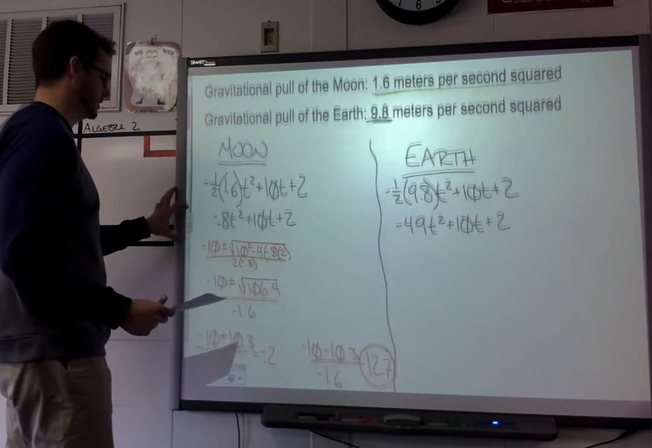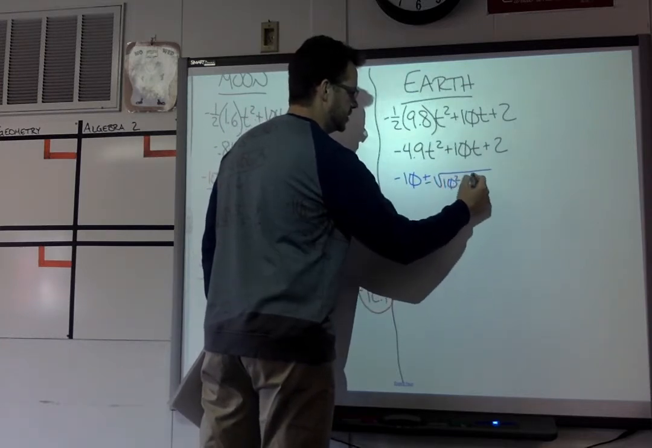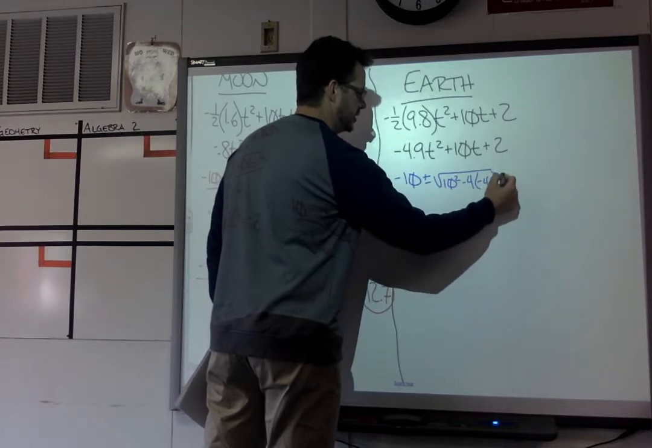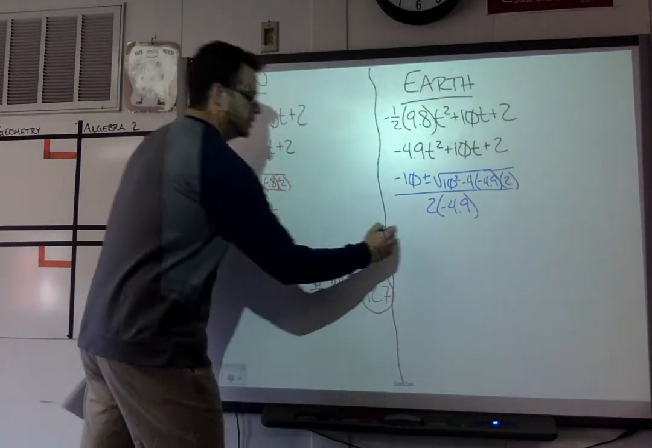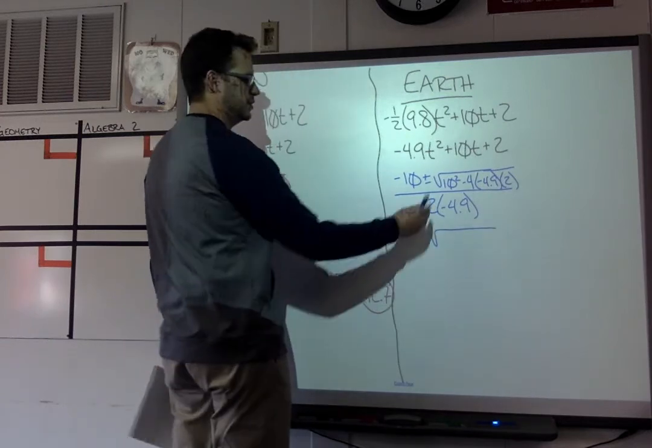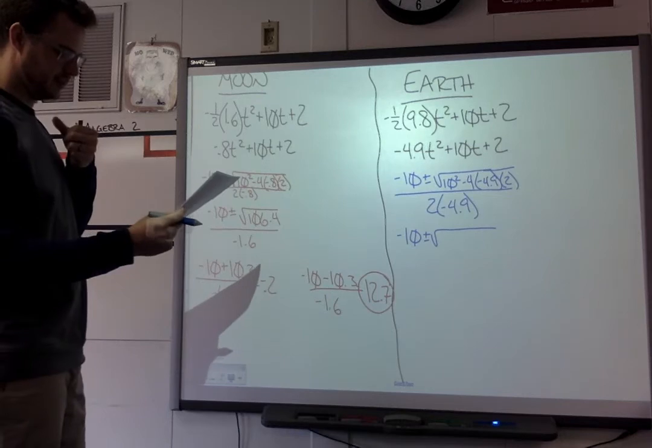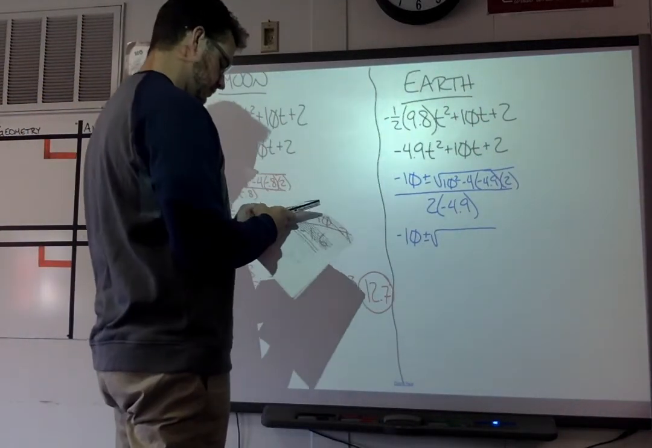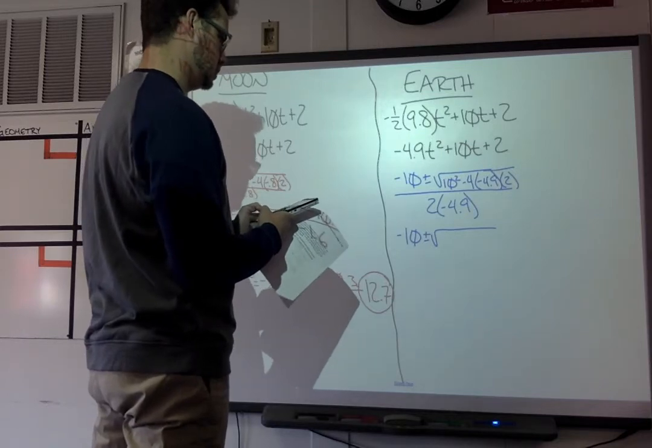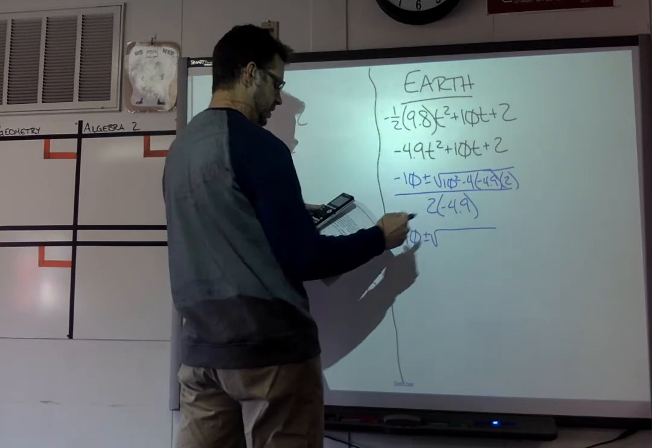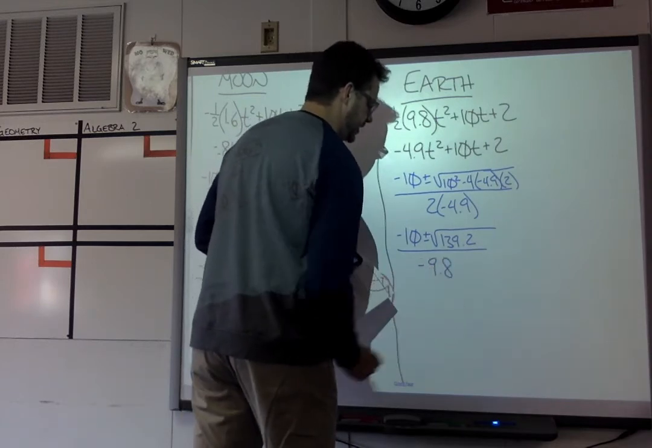Now I'm going to solve this again using the quadratic formula. Negative 10 plus or minus the square root of 10 squared minus 4 times negative 4.9 times 2, all over 2 times negative 4.9. Under my radical, which again is called my discriminant, I have 10 squared, so 100, plus 39.2, so 139.2, all over negative 9.8.